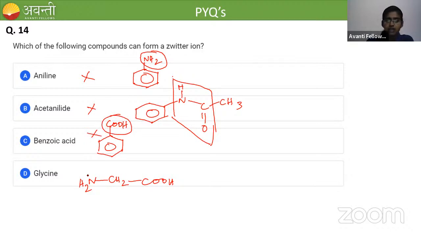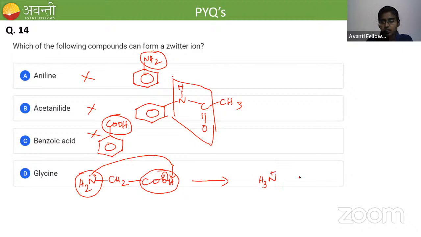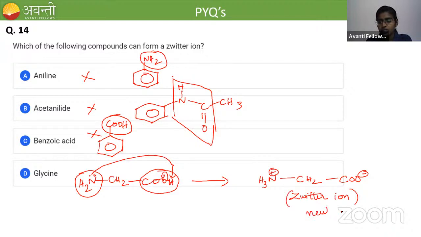But in glycine, we have a basic group as well as an acidic group. The lone pair on nitrogen will go and attack the hydrogen, and the electrons shift to oxygen. So we get NH3+ CH2 COO-. In this molecule we have both positive and negative charge, which is called a Zwitter ion. All Zwitter ions are neutral, since they have equal numbers of positive and negative charges, and they are also amphoteric. Amphoteric means a compound which can act as an acid as well as a base. So the correct answer is glycine. Glycine is capable of forming a Zwitter ion.